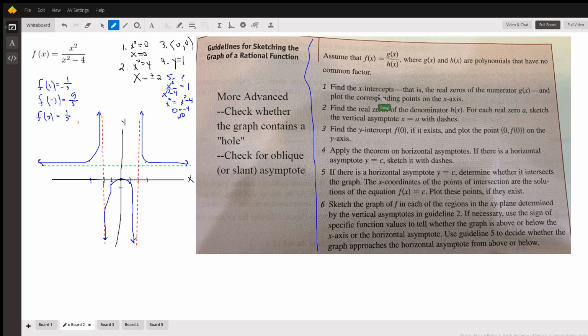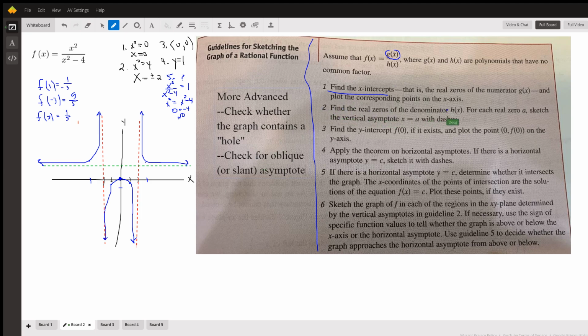To find the x-intercepts, we want to know what values of x make y equal to 0, and that only happens when the numerator is 0. So for our problem, when does the numerator equal 0? When x squared equals 0, or x equals 0. Of course, we found out that y equals 0, so there we plotted the x-intercept at (0, 0). That's the only place the graph crosses the x-axis.